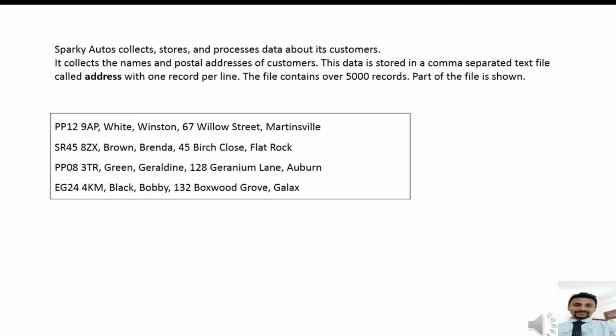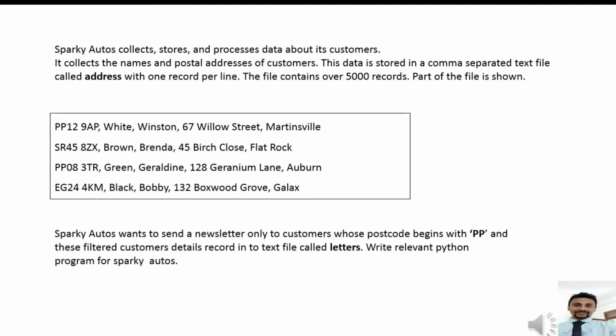We'll continue the question. Spark Autos wants to send a newsletter only to customers whose postcode begins with PP, and these filtered customer details are recorded into a text file called letters. Write a relevant Python program for Spark Autos.